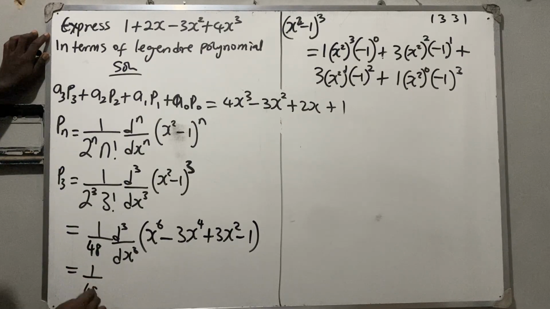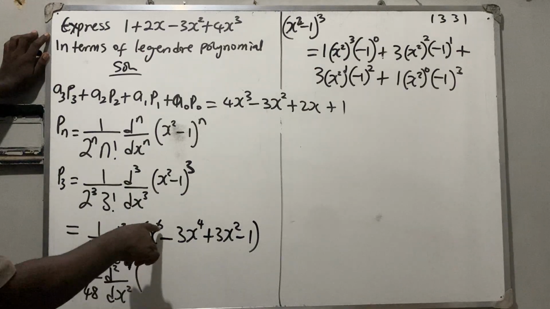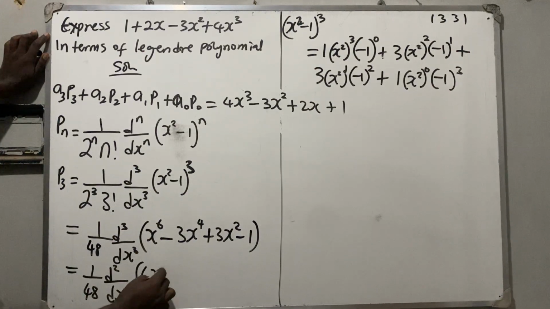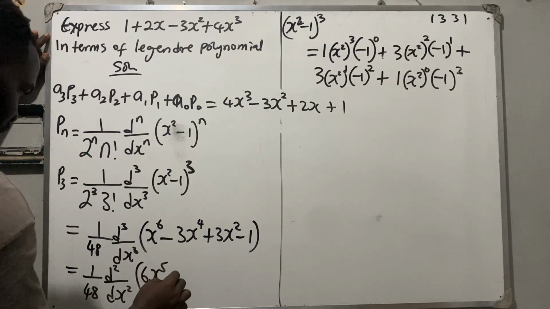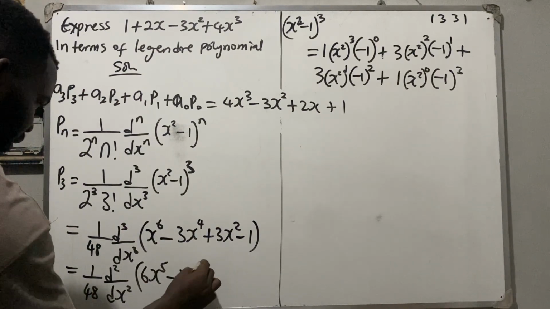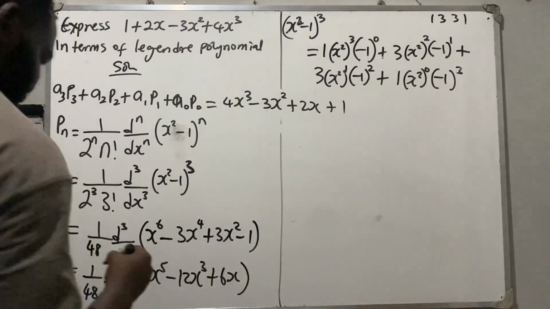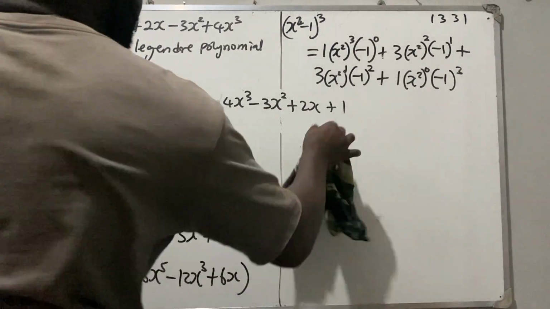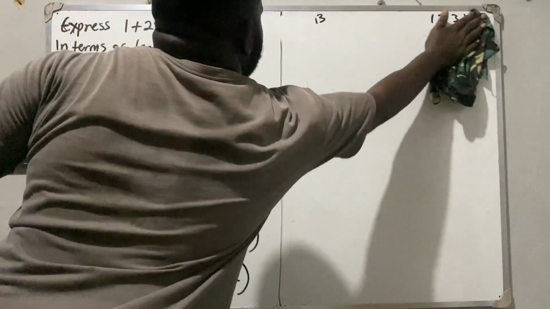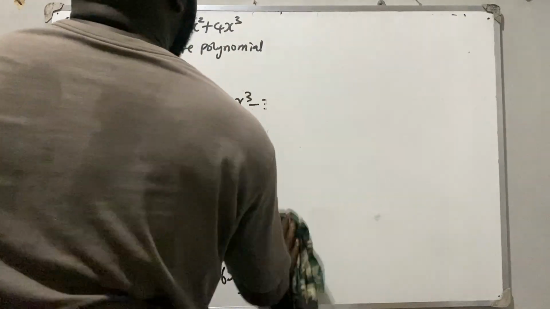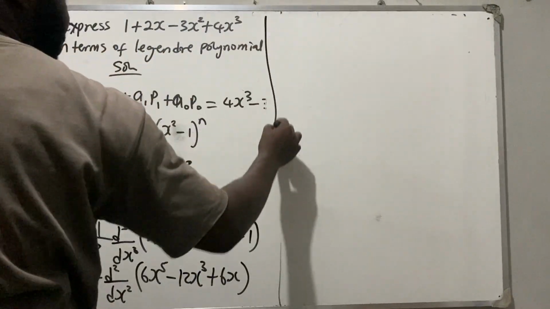1 over 48, the d squared over the dx squared into, differentiate this to have 6x raised to power 5 minus 3 times 4 is 12. So I have 12x raised to power 3, then plus 6x. This is the first derivative. So let's go to the second derivative. So permit me to clean all this. My board is too small. That's the problem I have.